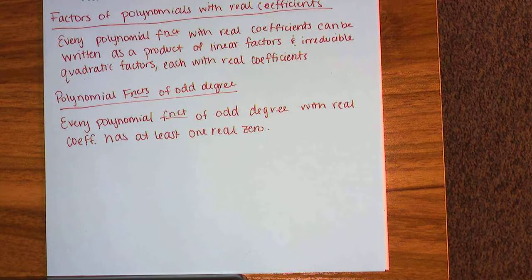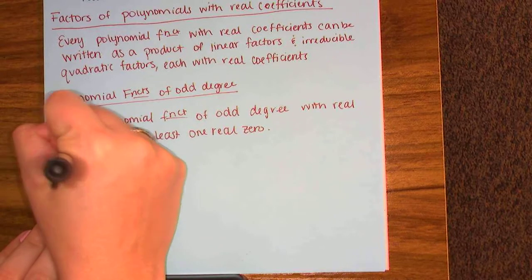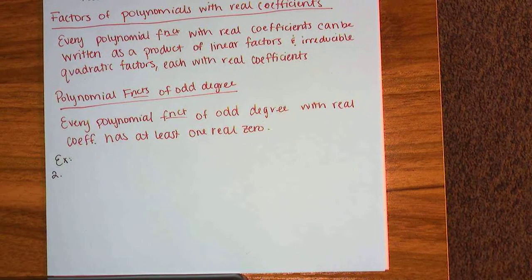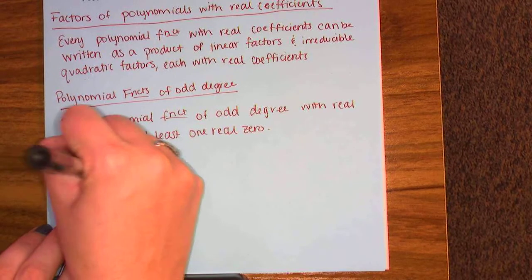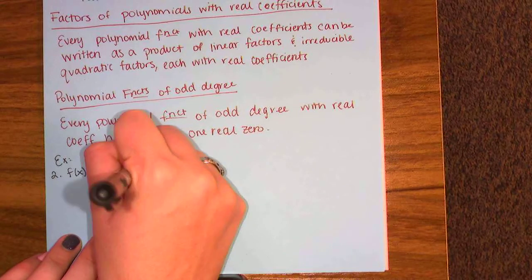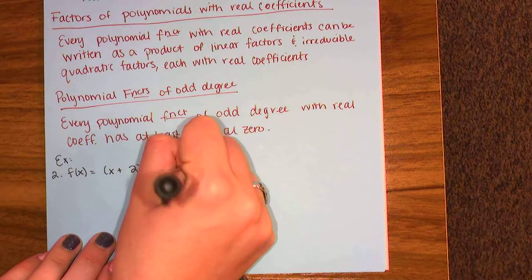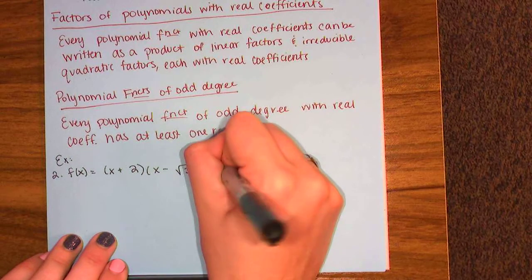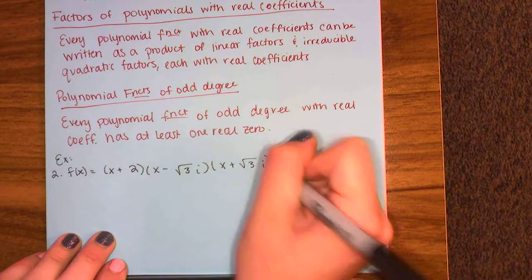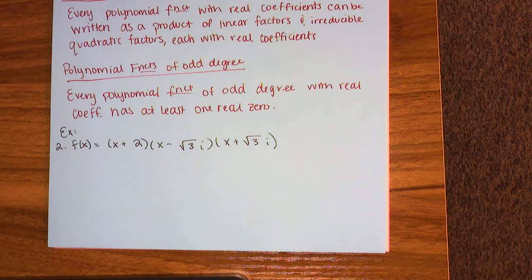So starting with a couple examples here. Number 2, these problems say to write the polynomial in standard form and identify the zeros of the function and the x-intercepts of the graph. So this one is f of x is equal to x plus 2, x minus the square root of 3i, and x plus the square root of 3i. So we need to write it in standard form first, and then we need to find zeros and the x-intercepts if there are any.